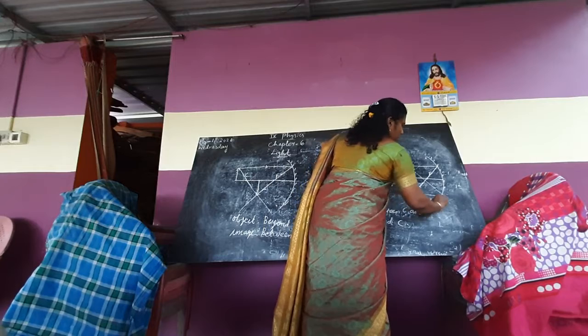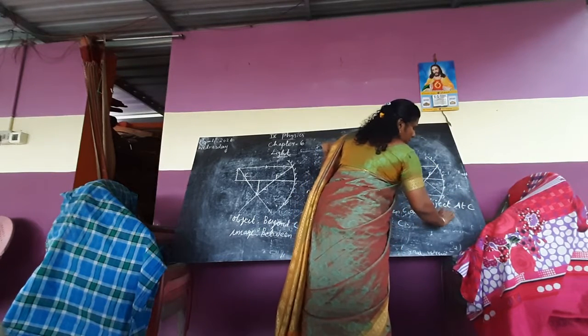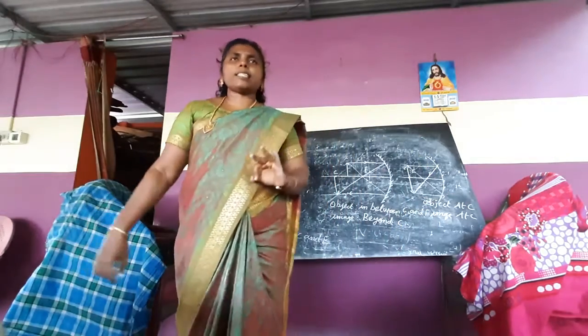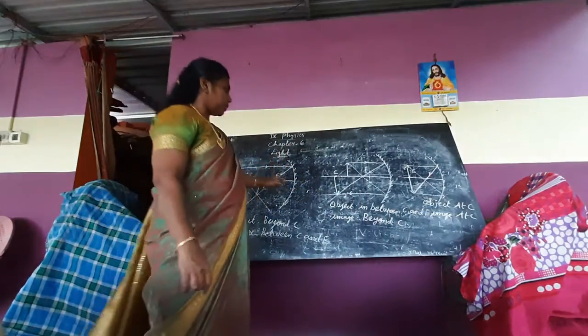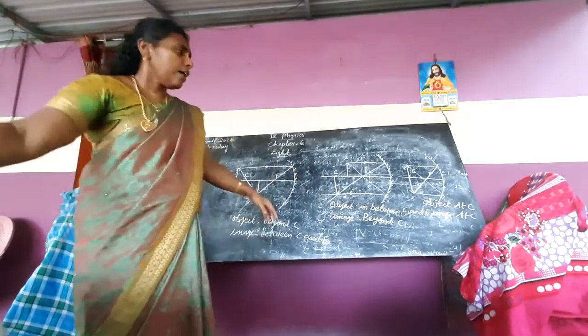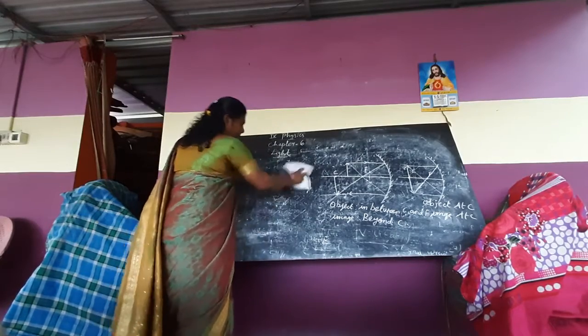Object, image. Object at C, image also at C. So like this, you have to draw the ray diagram. Then there is one more ray diagram also.